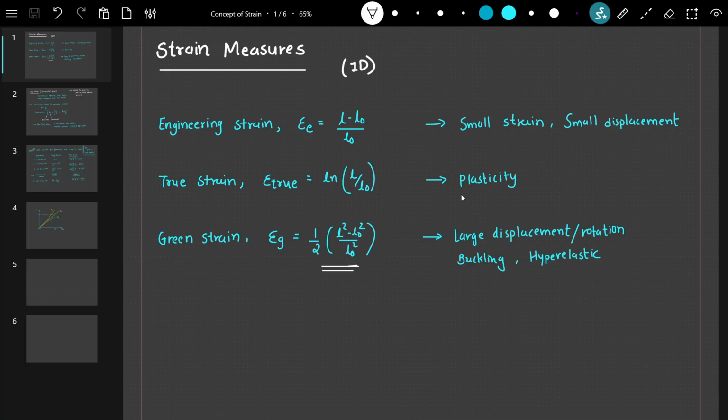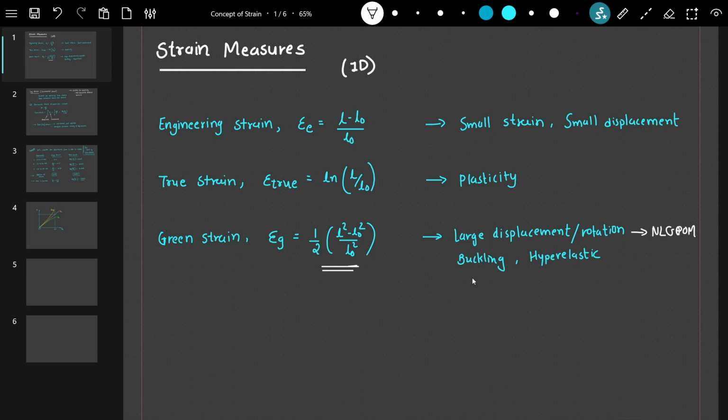True strain is also called logarithmic strain, and sometimes it is also called incremental strain. It is generally used in plasticity problems. Whereas Green strain is highly useful in case of large displacement or rotational problems, that means the geometric nonlinear cases, for example, buckling. So this is an example of geometric nonlinearity.